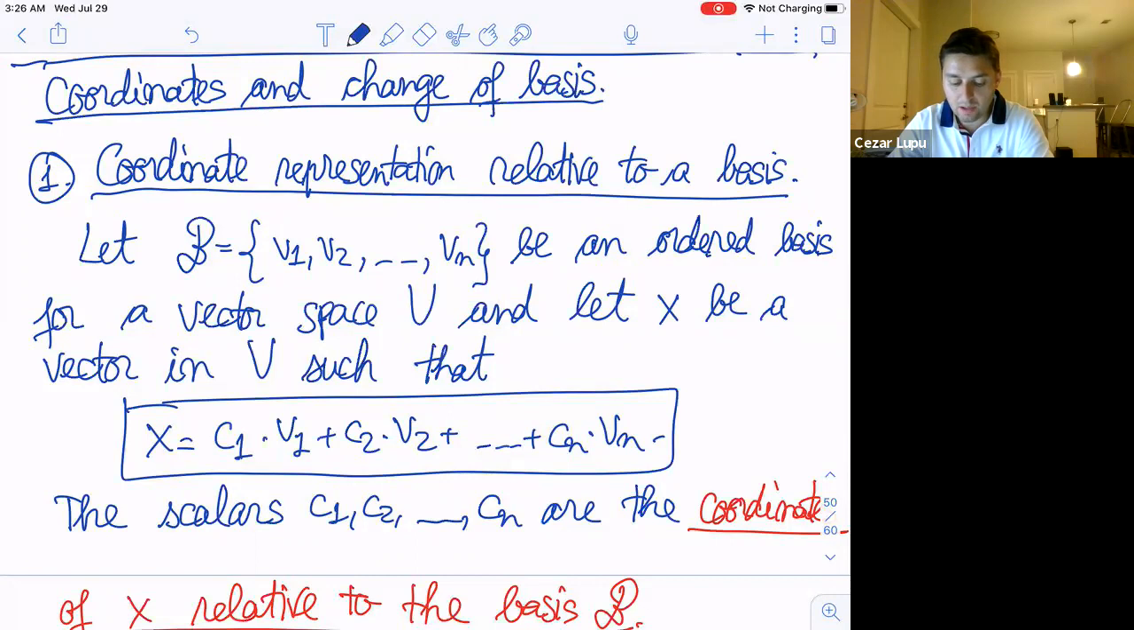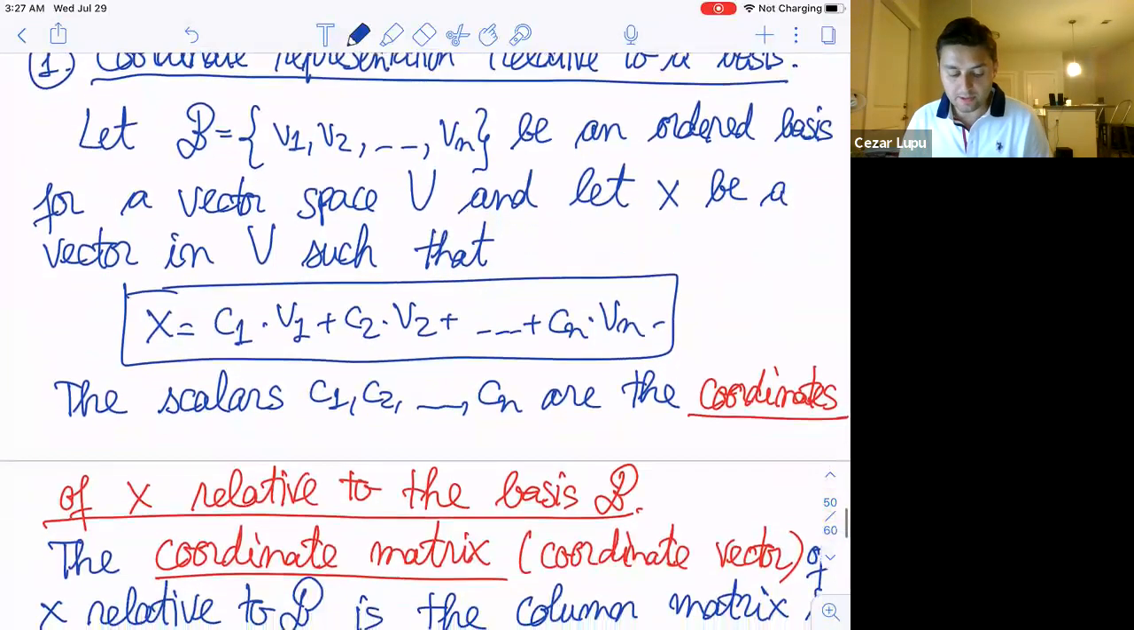And let me consider a vector x in V, such that this vector x is a linear combination of these vectors in the basis B. And as you can see, the linear combination is written in this form. So x is c1 v1 plus c2 v2 plus cn vn. And these scalars, c1, c2, cn, are nothing else than just the coordinates of x relative to the basis B.